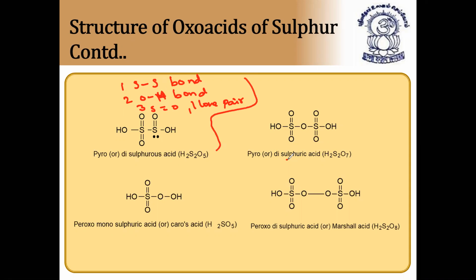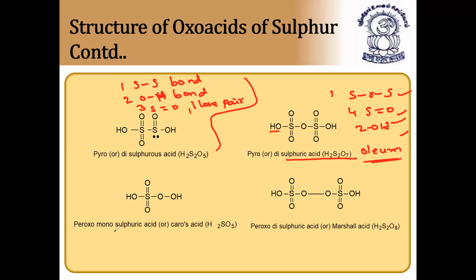Next, similarly, disulfuric acid H2S2O7 is also called oleum. This is obtained in the preparation of sulfuric acid by the contact process. So this is called oleum. Oleum has one S-O-S bond. How many S-O-S bonds? Only one. And one, two, three, four S=O bonds and two OH bonds. Two OH bonds, very, very important.